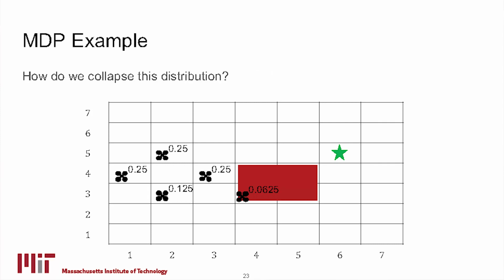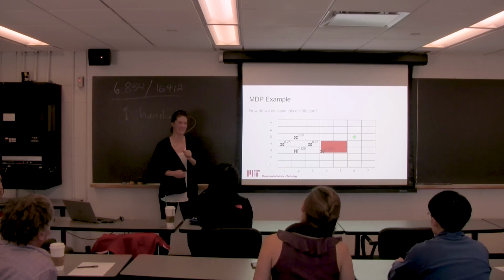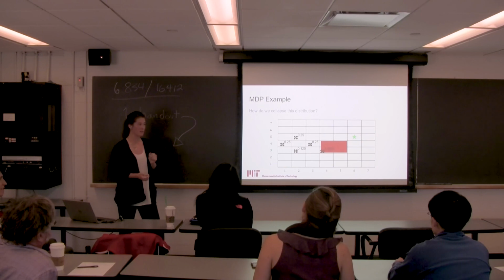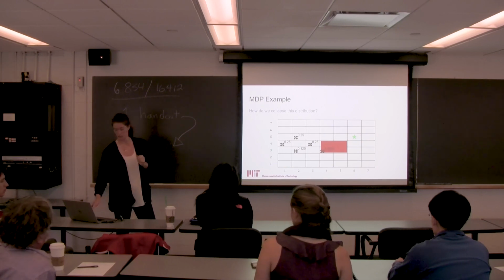So, does anybody have any ideas on how we could collapse this distribution, keeping in mind that our sensors at this point are deterministic? Yeah? Fly to a corner. I'm sorry? Fly to a corner. We could do that, and you just sense how far away the red block is. We could do that. Quick comment.